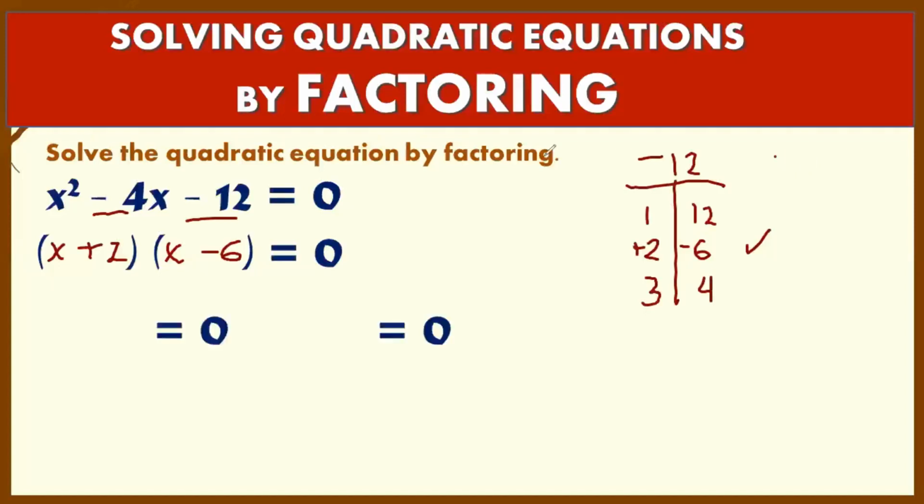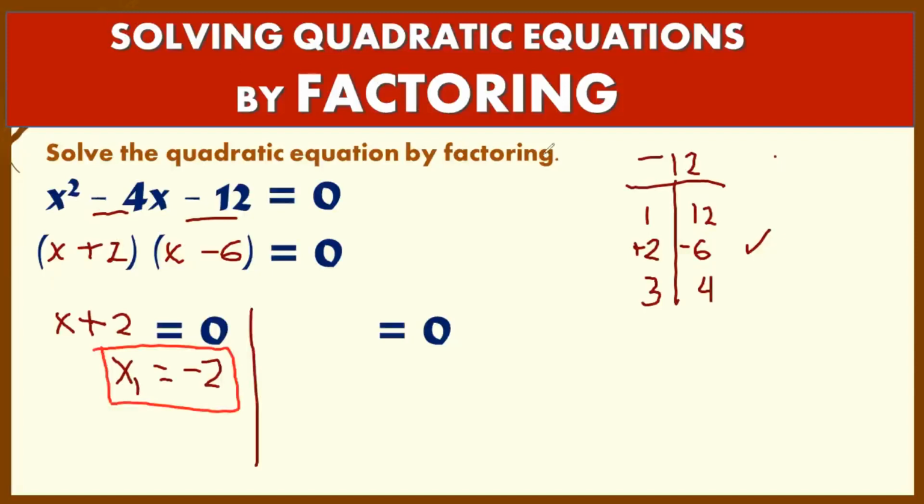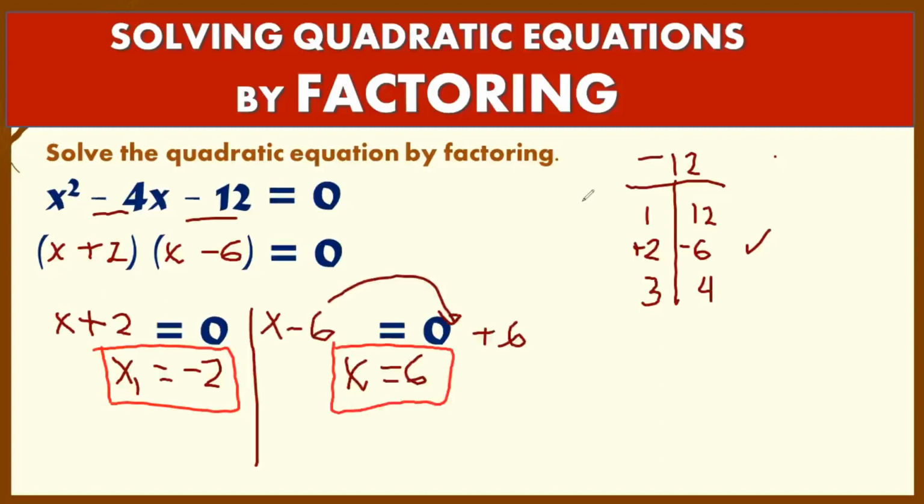The first one is x plus 2. x plus 2 is equal to 0. So we move 2 to the other side of the equation. Negative 2, that is our x sub 1. Then the second one is x minus 6 is equal to 0. Then we move negative 6 to the right, and it will become positive. So now 6, and that is your x sub 2. Alright, so we found our solutions for x squared minus 4x minus 12. That is x sub 1 is equal to negative 2, x sub 2 is equal to 6.